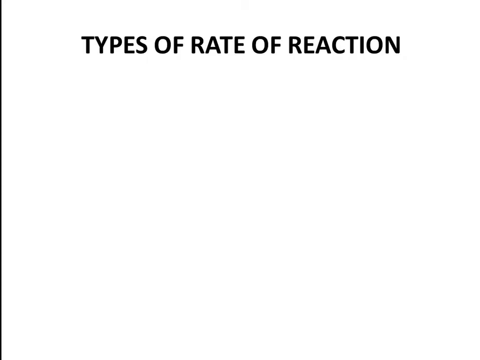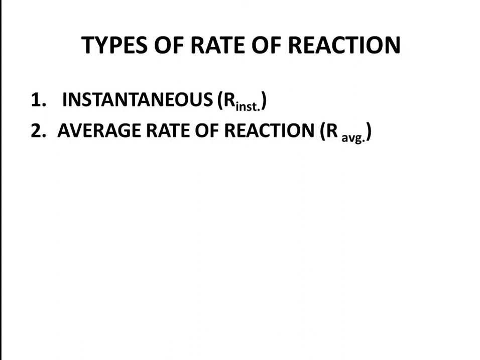So what are the types of reactions? So we have two types of reaction. One is instantaneous rate of reaction, another is average rate of reaction. Suppose we have to find rate at a particular moment.